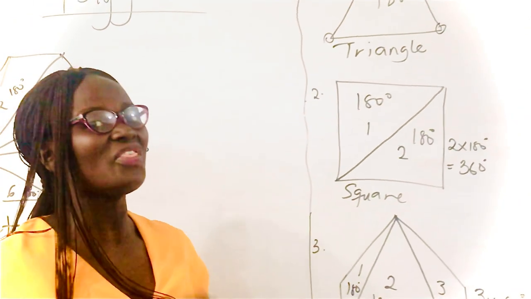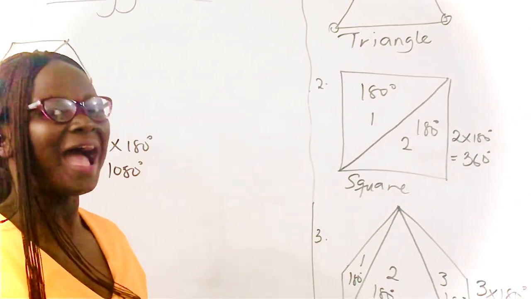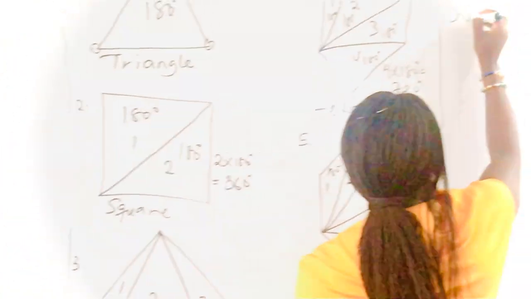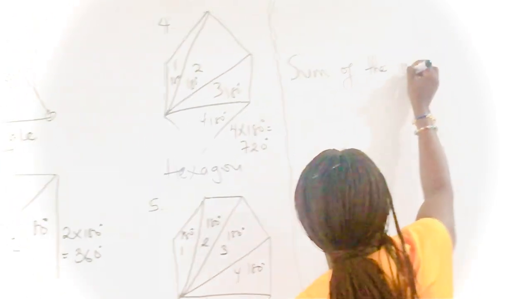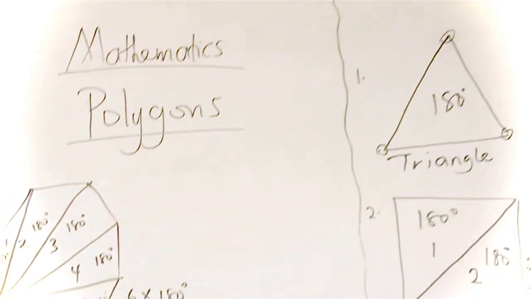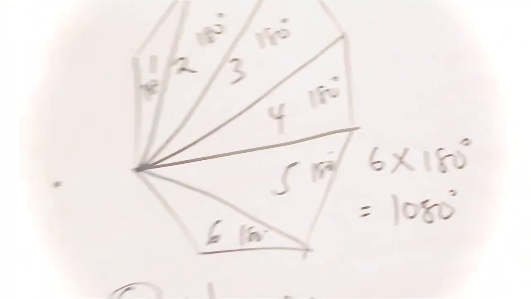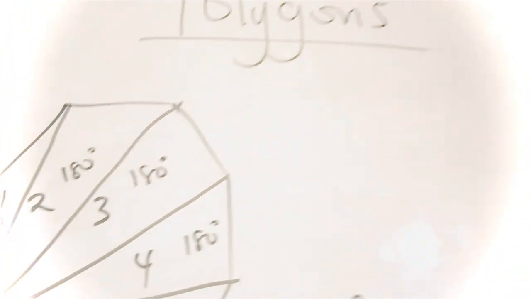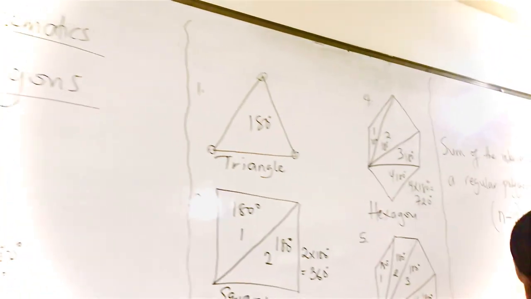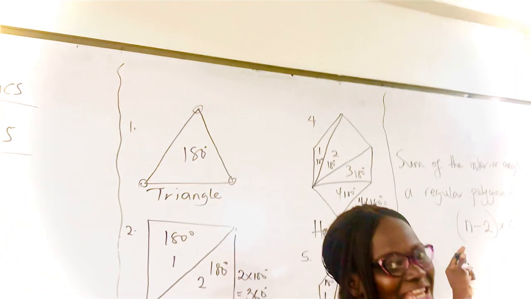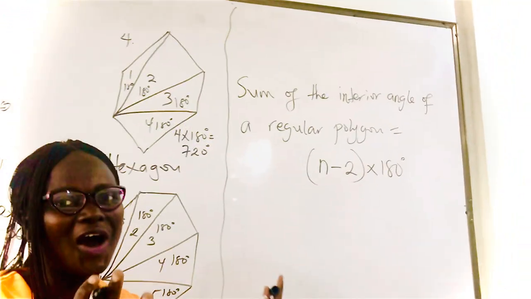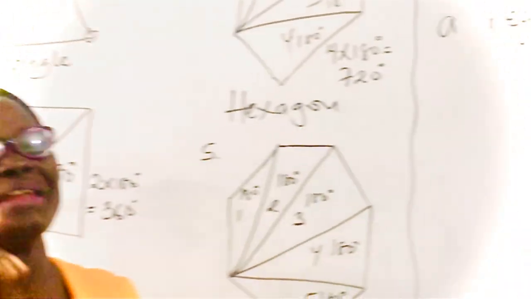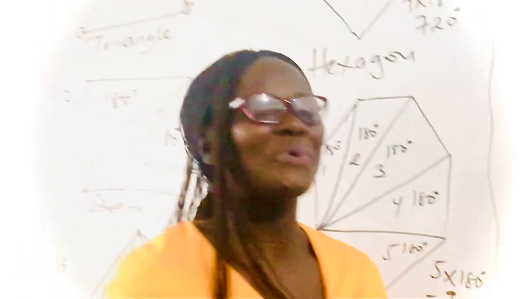So we can conclude that the sum of the interior angles of a regular polygon is (n minus 2) all times 180, where n is the number of sides of the regular polygon.